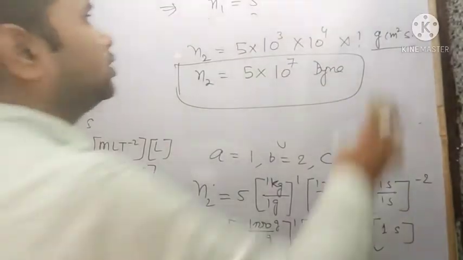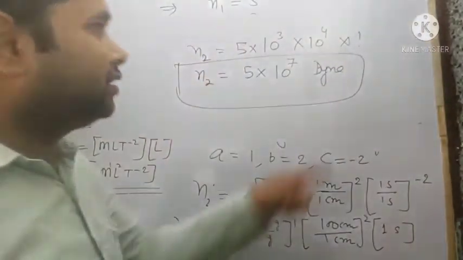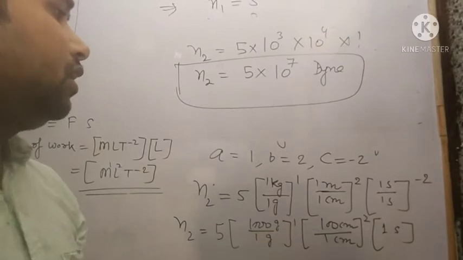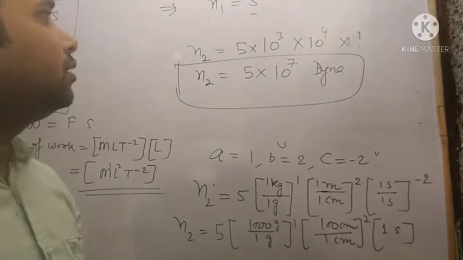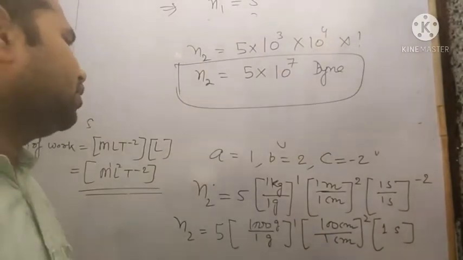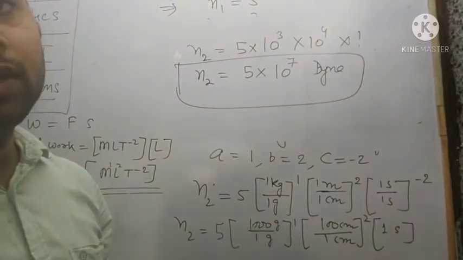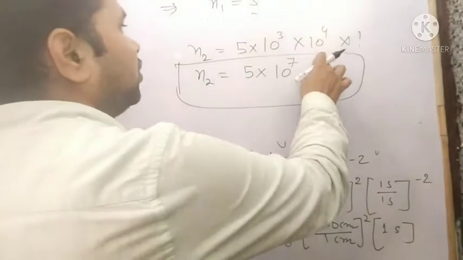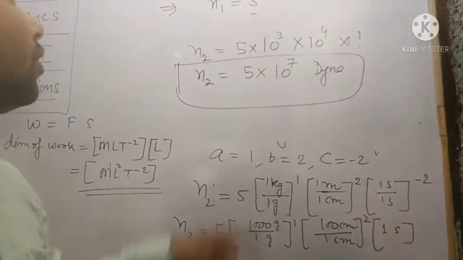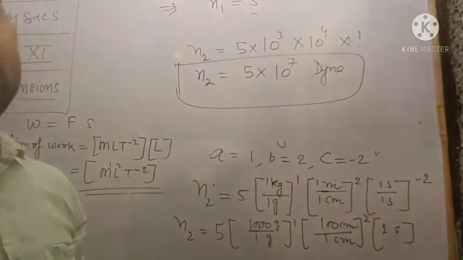Or directly you can write here, don't write gram centimeter, because in the proper order, just write dyne directly, because in the CGS system the unit of force is dyne. 5 into 10 to the power 7 dyne. This is the conversion.